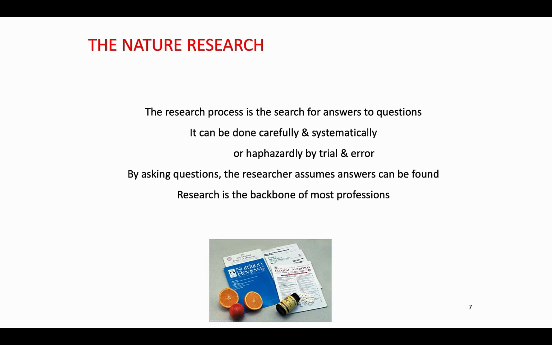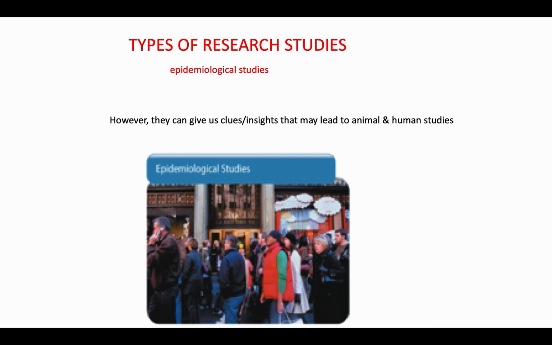The research process looks to answer questions, and it can be done carefully and systematically or haphazardly by trial and error. You need to know the questions to ask to determine which method was used and how the research was conducted. Different types of research studies include epidemiologic studies. These look at large groups of people, and they can give us clues or insights into what's happening in a group of people that may lead to animal studies or human studies.